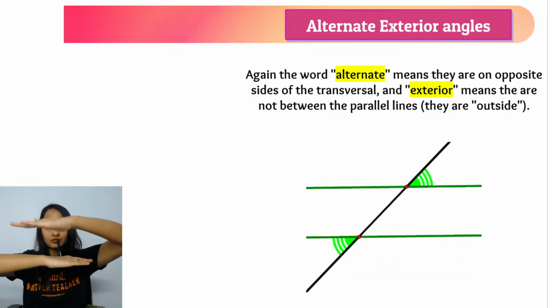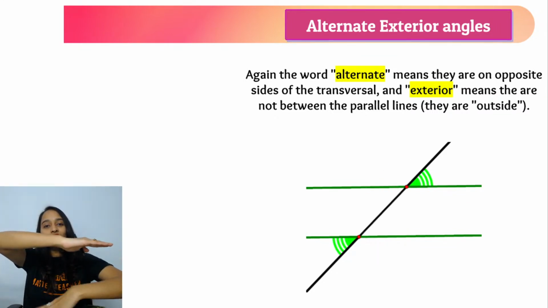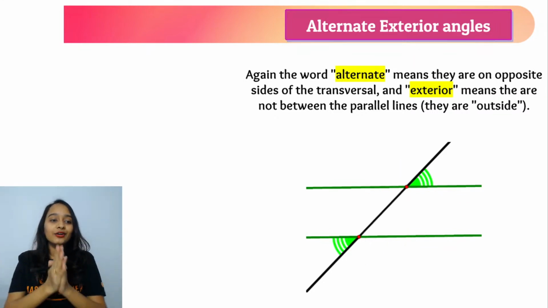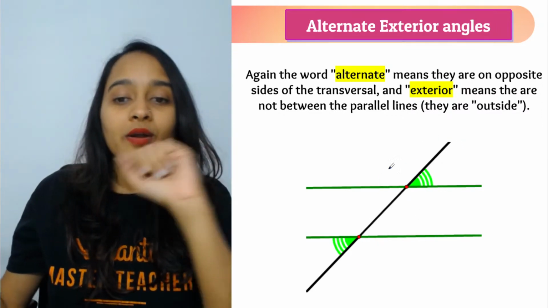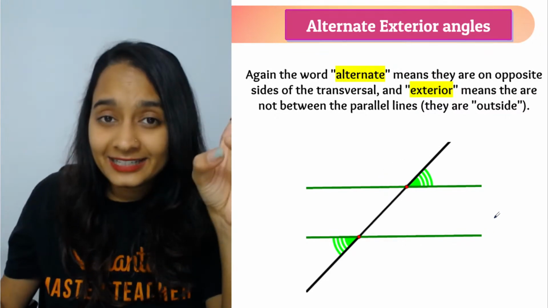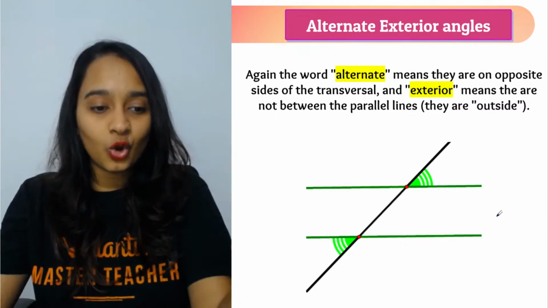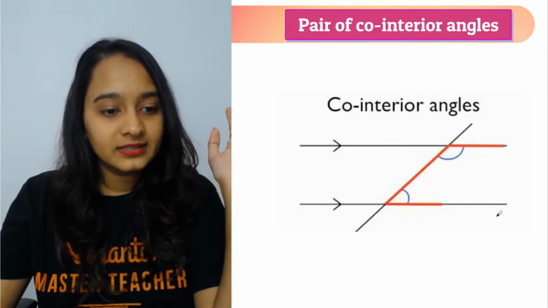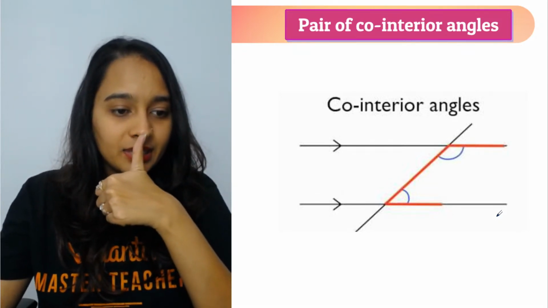So if I take two lines like this, so all the space above this and below this is the exterior region, outside region. And what do we know? When two lines are parallel, alternate interior angles are equal and alternate exterior angles are also equal to each other. ठीक है? Okay? All good? Thank you, Ashok.